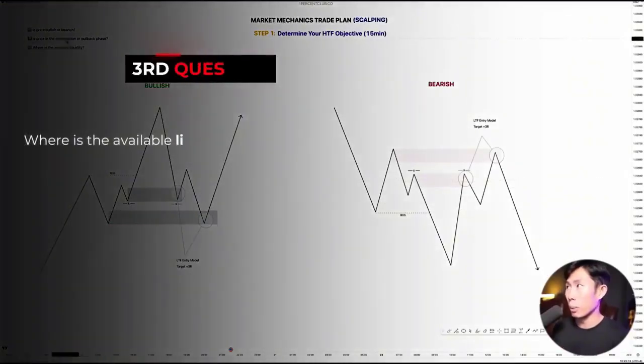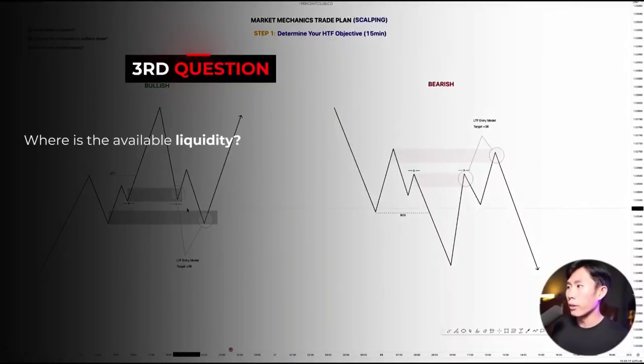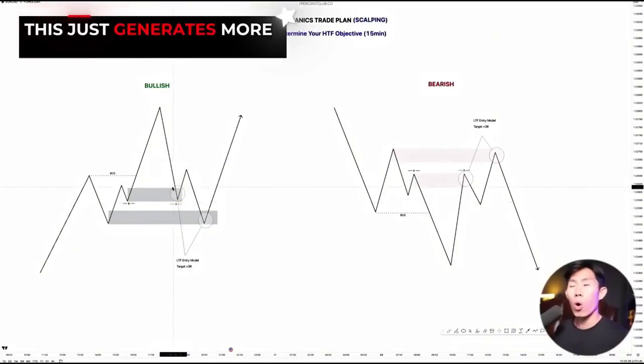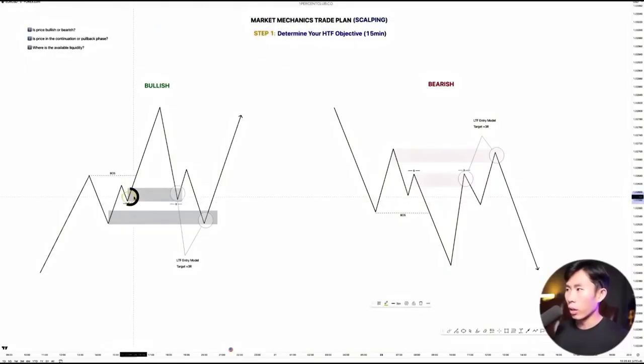And right now, where is the available liquidity? Your third question. And if I look towards the left hand side, I will know that there is available liquidity below this swing low right here. Okay, so that was your inducement. So this is when, once again, a lot of retail traders will try to enter at the near zone, thinking that price is going to go up right now, and they're going to be placing a stop loss below the near demand zone. And when this happens, guess what? This just generates more available liquidity. So now we got liquidity right here on the left hand side.